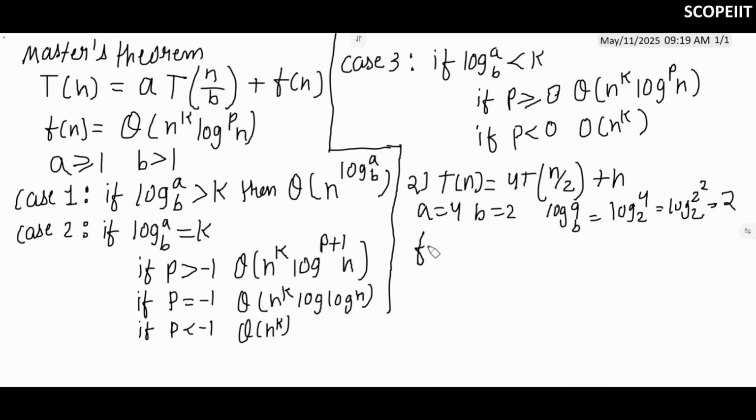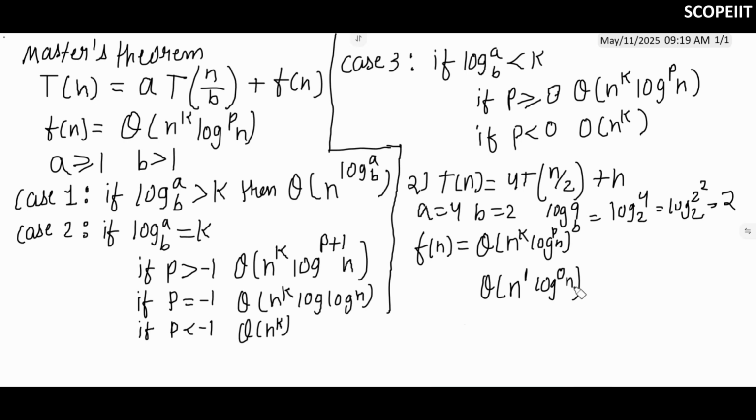Now let us find our f of n. So f of n is equal to, again the same, theta in bracket n to the power k log p to the base n. Now here, n to the power k. Can you see here n? Yes, we can see here. Okay. And how many n are there? There is only one n. So n to the power nothing is there. That means 1. So now our k value will become 1. Now can you see here log? No, there is no log. So in that case, p is still again 0.